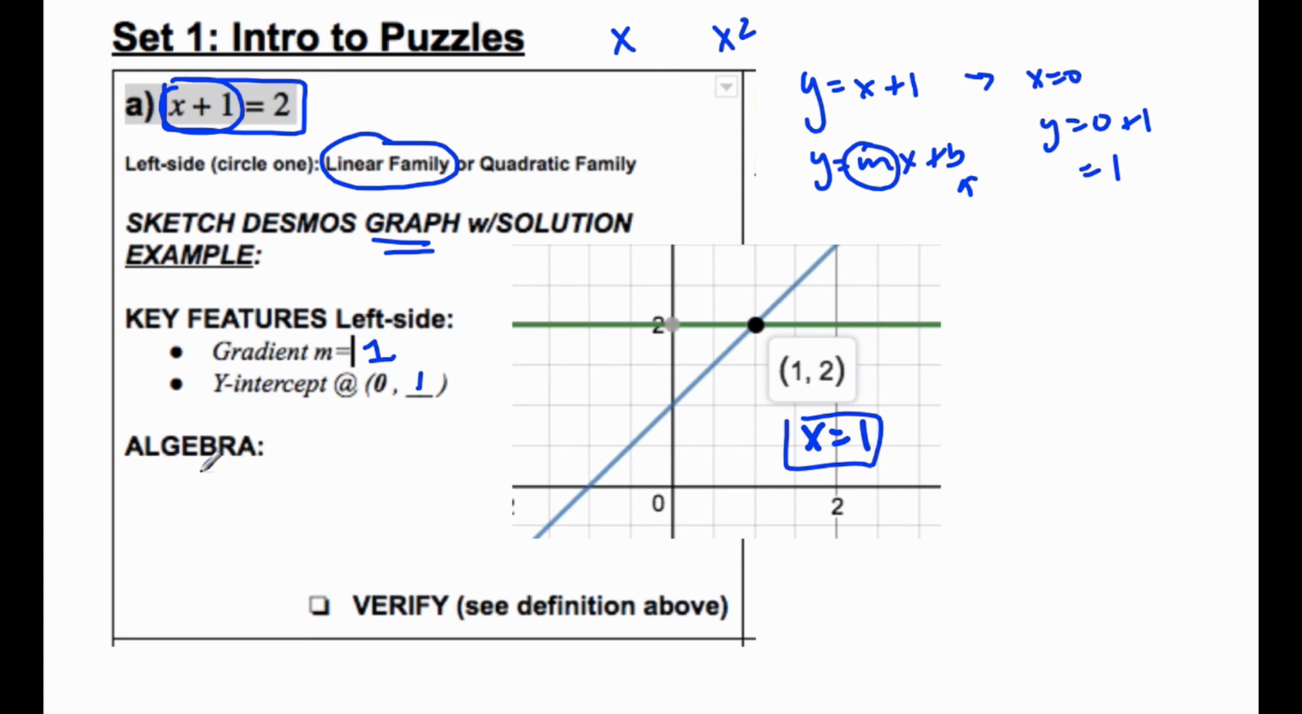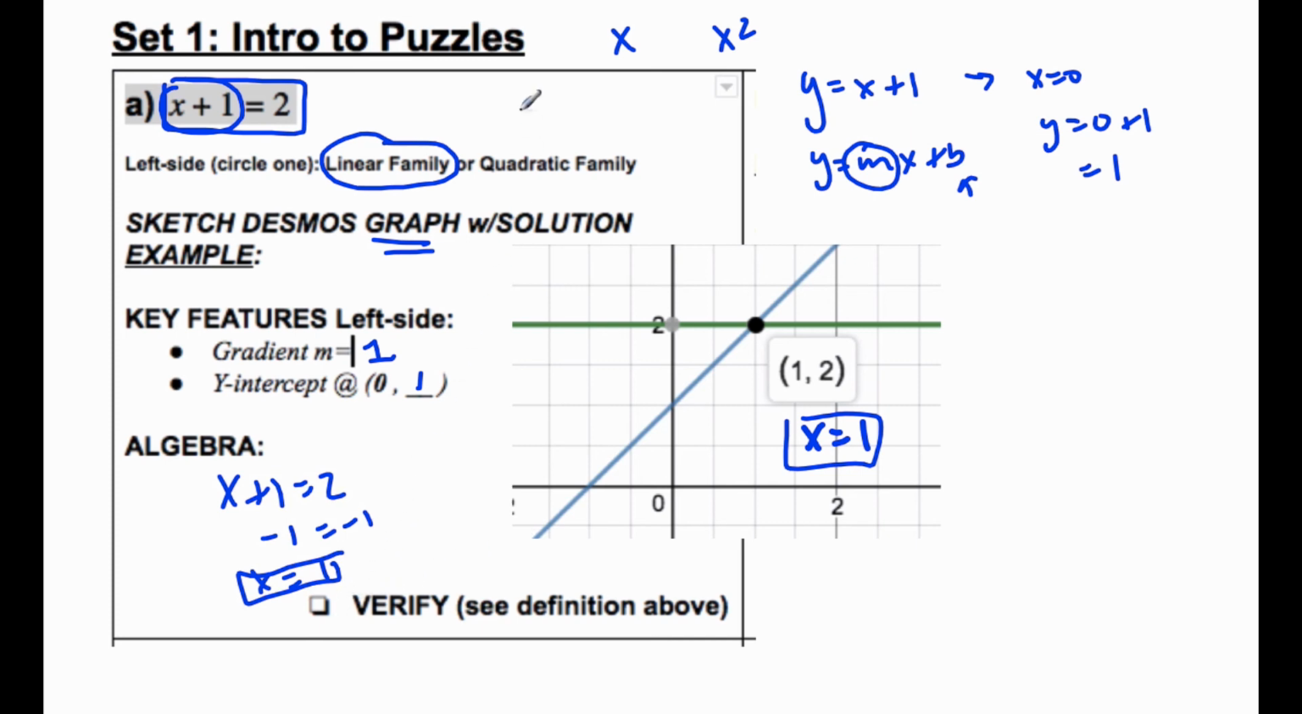And so then, if I want to do this algebraically, well, duh, Mr. Rops. X plus 1 equals 2. Subtract the 1 from both sides, and I get x is equal to 1. And I can clearly see by algebra that the graph and the algebra are the same.